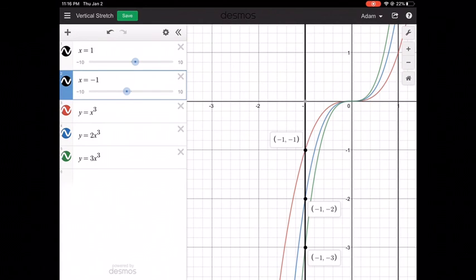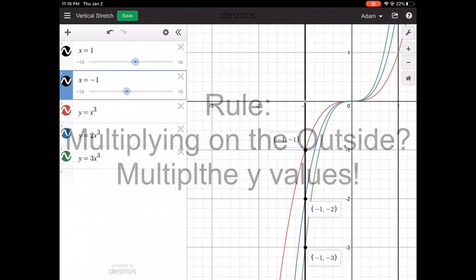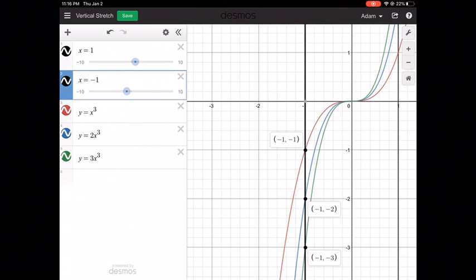So notice, our x values do not change when we're doing a vertical stretch. The only thing that changes is the y values. How do they change? We multiply them by the number that is on the outside of the function.